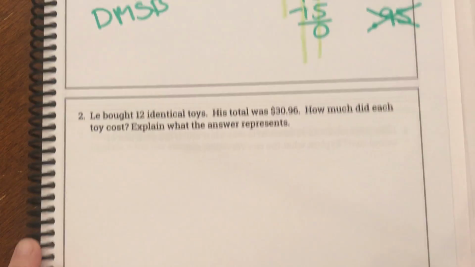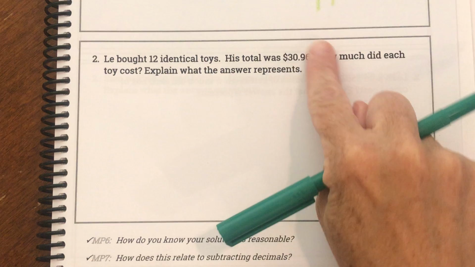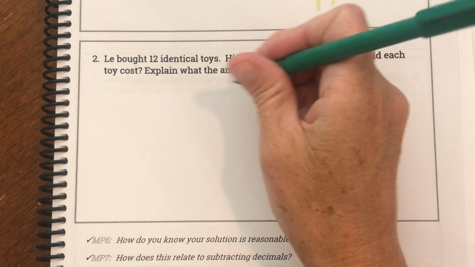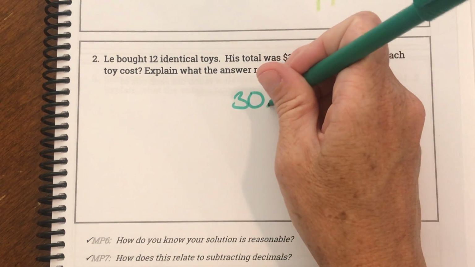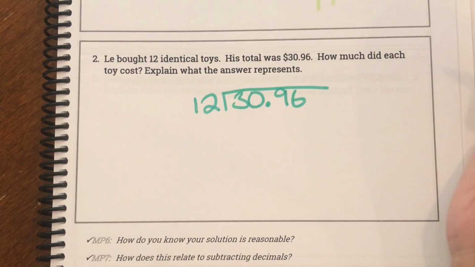Okay, let's try one more together. Lee bought 12 identical toys. His total was $30.96. How much did each toy cost? Explain what the answer represents. Okay, so this is what he spent and we're dividing it by 12. So this is my dividend. And this is my divisor. So we set it up in working form.